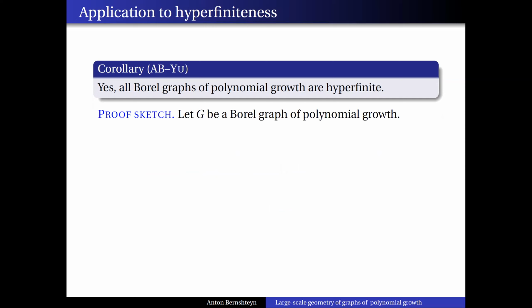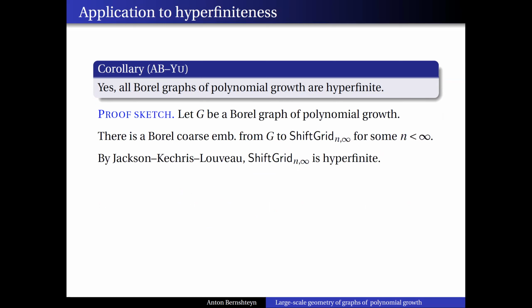And how does the proof go? Let's take a Borel graph of polynomial growth. By our theorem, you can find a Borel coarse embedding of this graph into the shift graph for some n. The shift graphs are Schreier graphs, by definition, of actions of Z^n, which is a group of polynomial growth. So by Jackson, Kekris, Louveau, these shift graphs are hyperfinite. And it's a small standard exercise to see that if you have a Borel coarse embedding into a hyperfinite graph, you yourself must be hyperfinite. So you can pull back hyperfiniteness via this coarse embedding. And so this implies that G itself was hyperfinite to begin with.